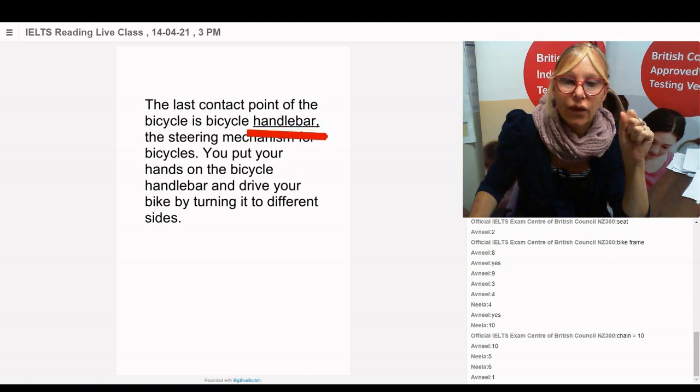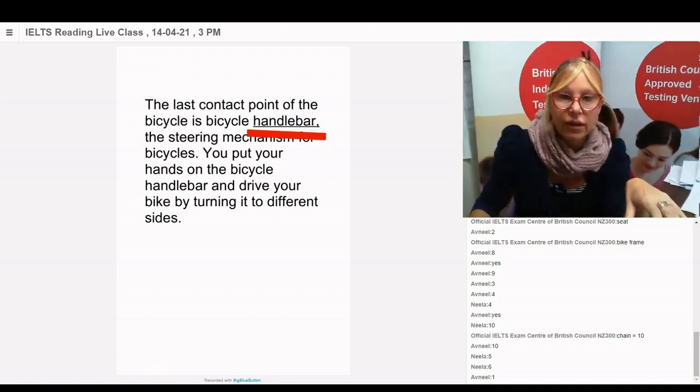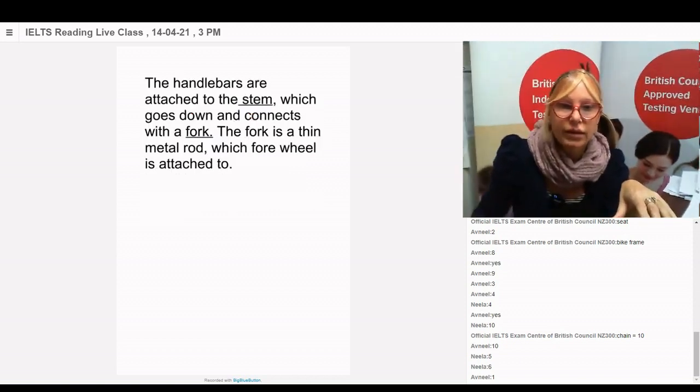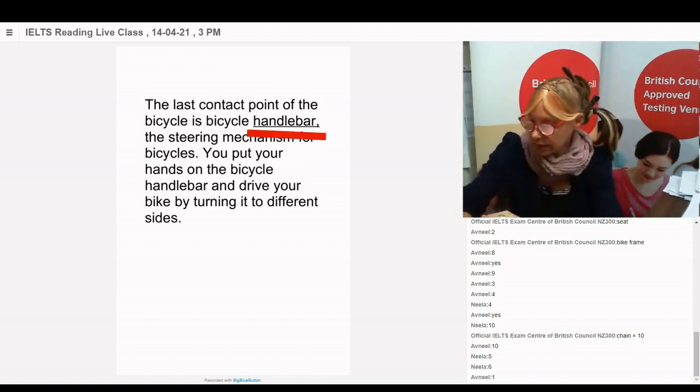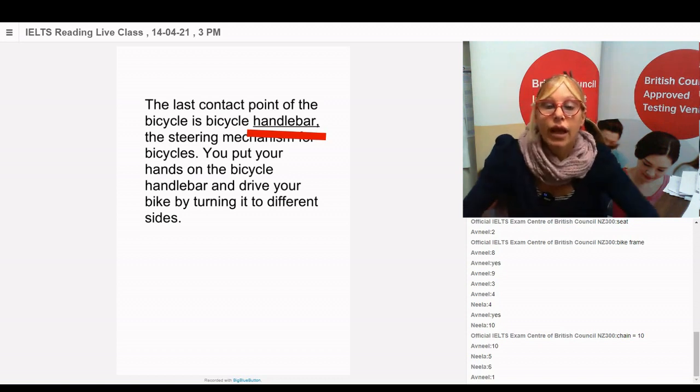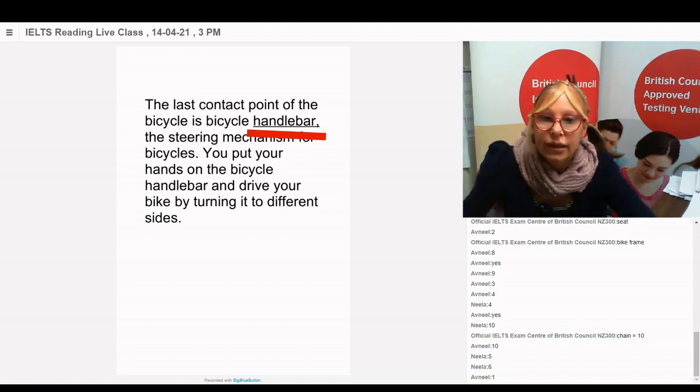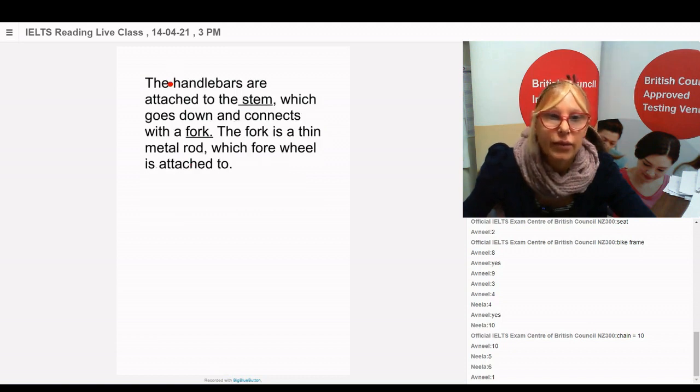Before we decide that that's number 1, let's keep reading to see what the other number refers to, which is number 6. The handlebars are attached to the stem, which goes down and connects with a fork. Let's look at the diagram again. On the right of the bike, we've got number 1 at the top, number 6 in the middle, and number 7.